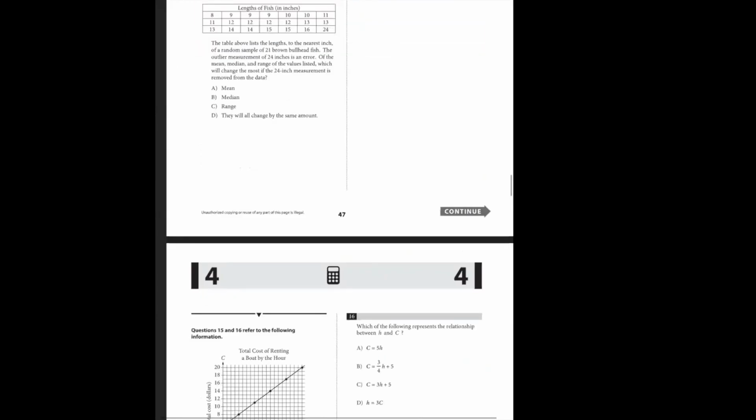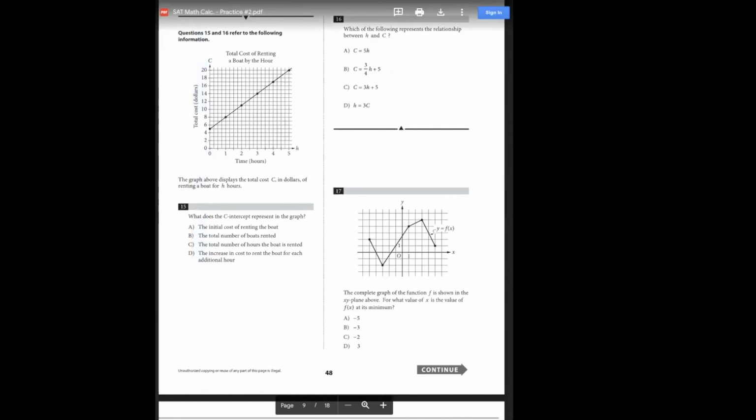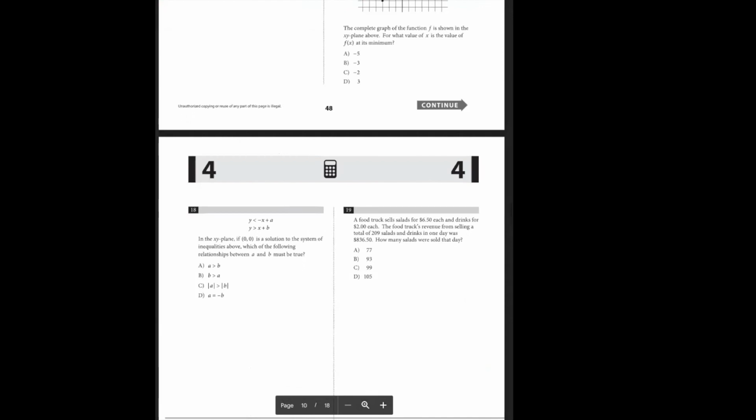So number 15 is just graphs. 16 is equations. These are very easy problems. If you need any help with them, if you do them on your own time, of course I'll be willing to help, but it's all linear stuff, so it's not too bad.